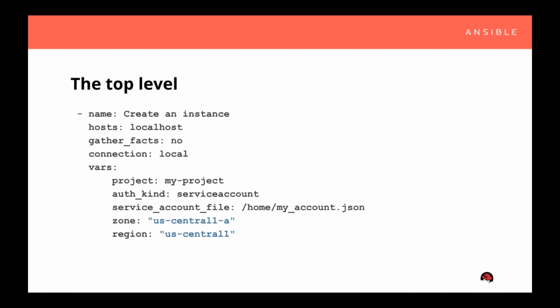So the top level is just going to be, I'm naming it, create instance. We're running against localhost purely because we need to run against the API, so we're just learning it here. We're not going out to anything because nothing's there yet.